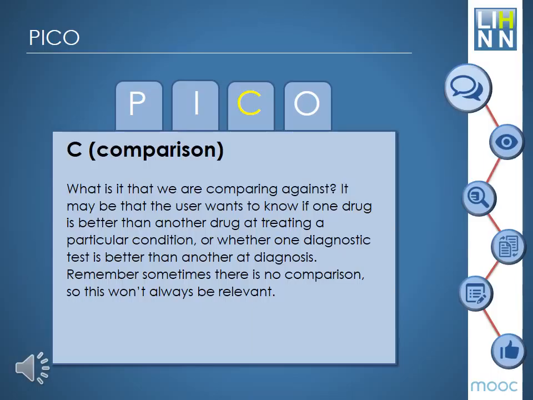C is for comparison. Often when considering whether to try new treatments or therapies, clinicians will often want to know whether it is better than the existing treatment. It may be that the user wants to know if one drug is better than another drug, for example, at treating a particular condition, or whether one diagnostic test is better than another at diagnosis. Bear in mind that sometimes there is no comparison, so this won't always be relevant.